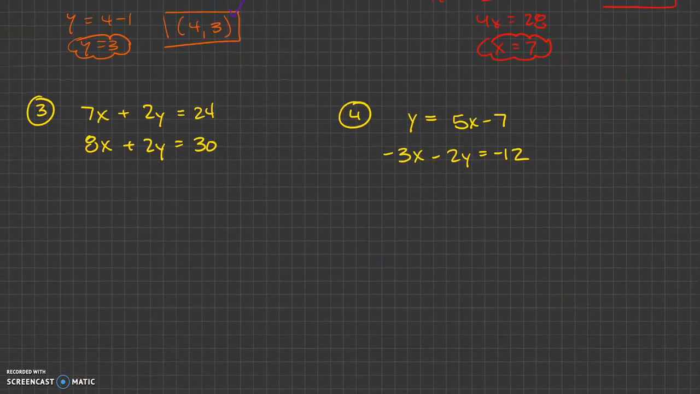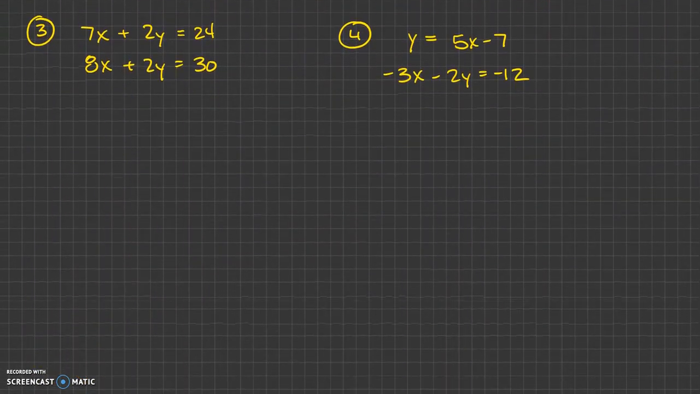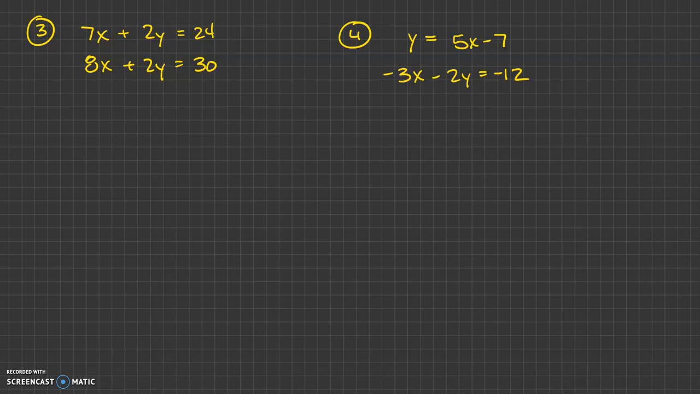All right, let's move on to our next two. And again, I would encourage you to pause the video now and try both of these problems. All right, for this first one, I am going to multiply the top equation by a negative 1. And I'm going to do that because I need opposite coefficients for the y value. I have elected to eliminate the y component.